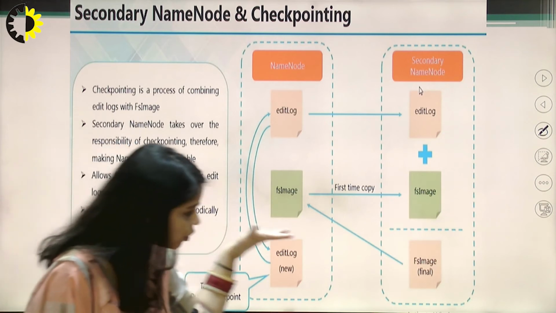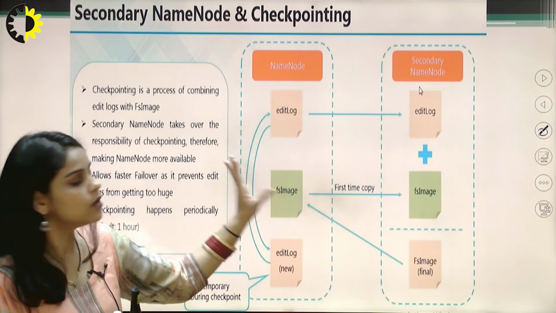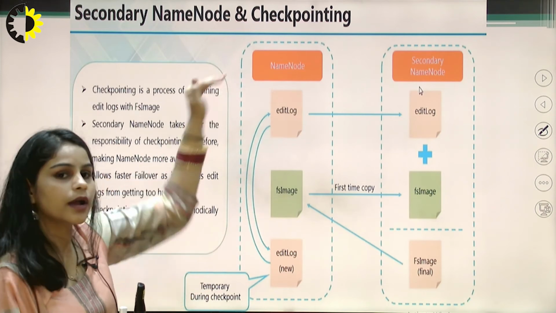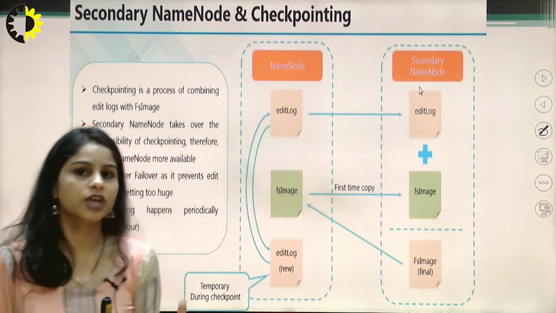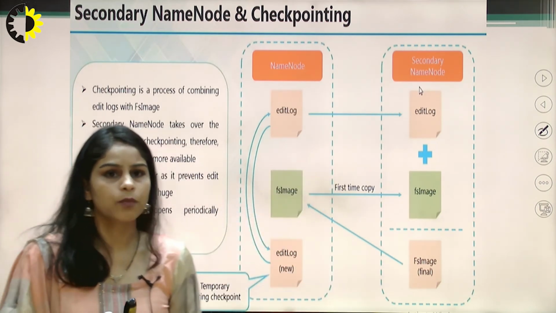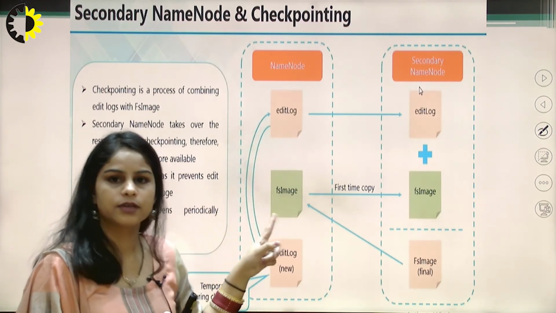So let us not look here. Let us first understand what is going on this side of the page. So the edit log and FSImage are there. Now the secondary name node has to perform the checkpointing process. In this checkpointing process, it combines the edit log with the FSImage.